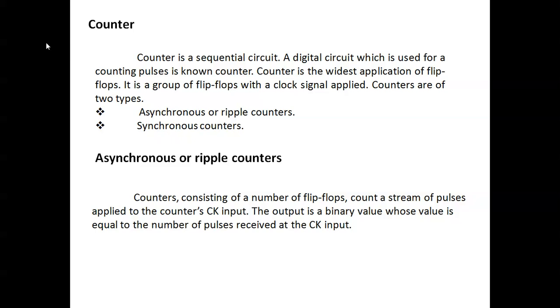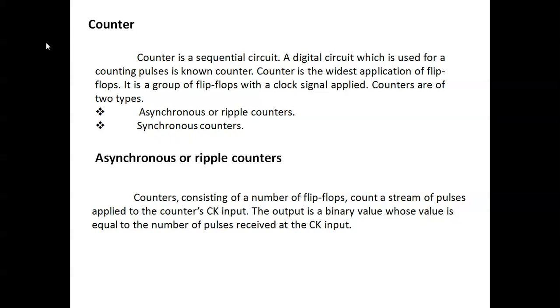A counter is a digital circuit and also a sequential circuit, and it counts the clock pulses. That is a counter. It is mainly used to count clock pulses. It is the widest application of flip-flops: a group of flip-flops connected together, to which clock signals are applied.